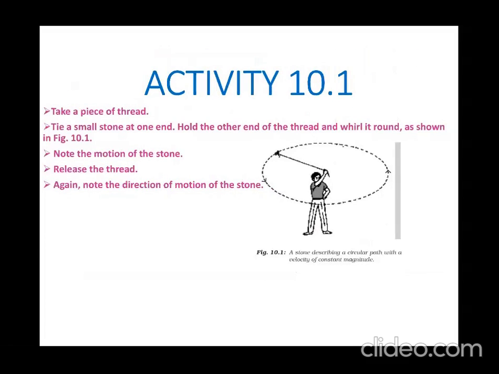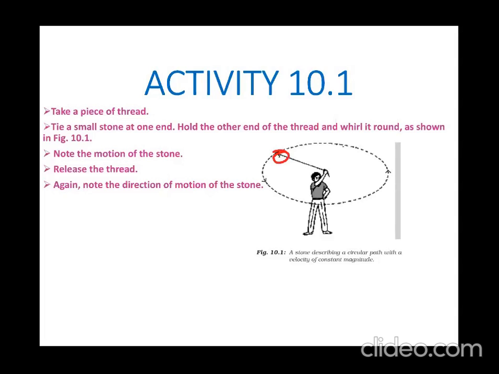Now, this is your NCERT, page number 131. We are having an activity. This is your activity 10.1. So in this activity, what do you have to do, children? You have to take a thread, and this we might have done, right? You have to take a thread, and at one end of the thread, you are going to tie a stone. Here, look, beta, the stone is tied, right? Then what are you going to do?